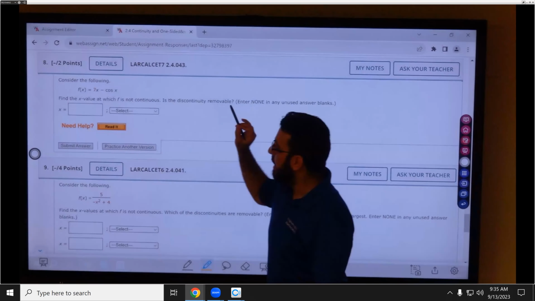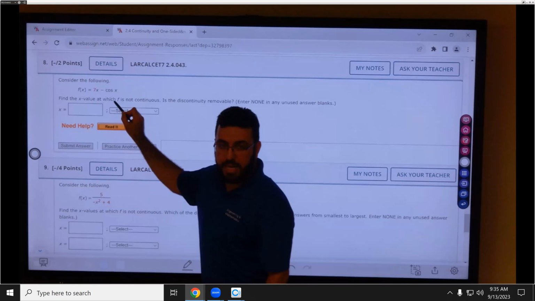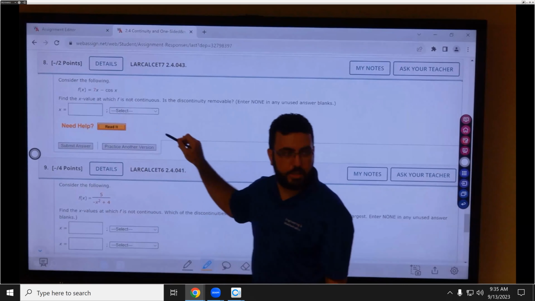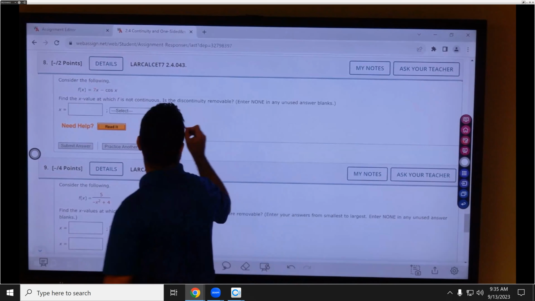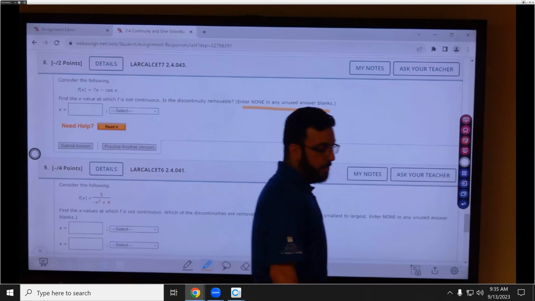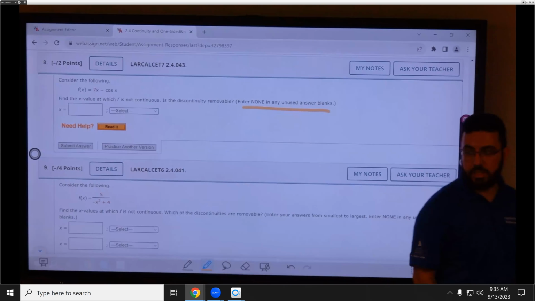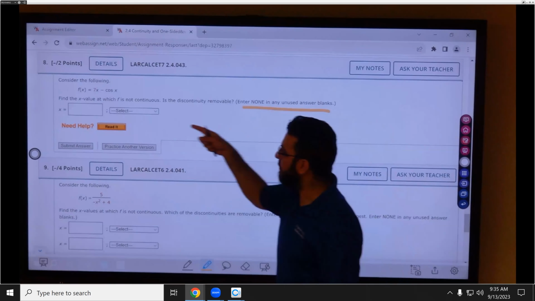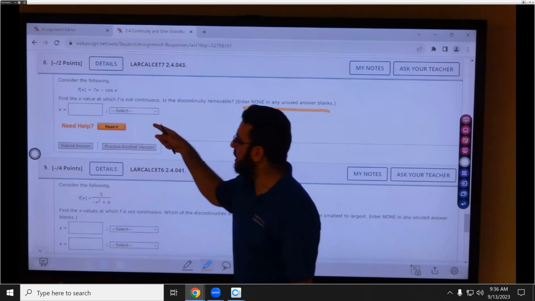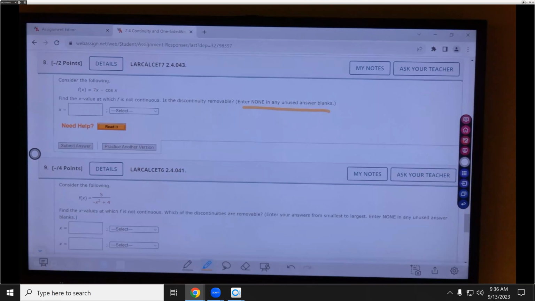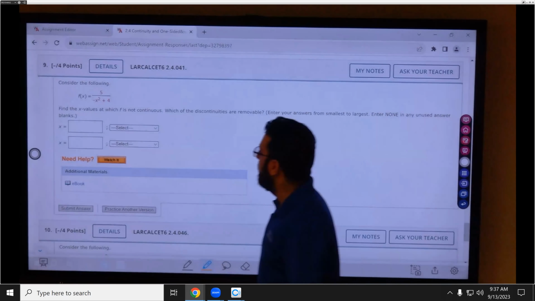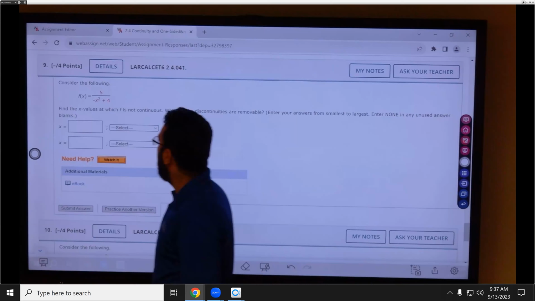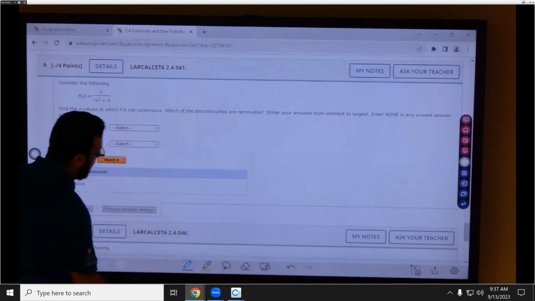So now, can I simplify it? No. Do I have an asymptote? No. So is that not continuous? It's continuous. So what do they ask you to type? It's a none. So you're just gonna type none, because there is no point that makes this function not continuous. So that means it's continuous. Find the x value in which the function is not continuous.